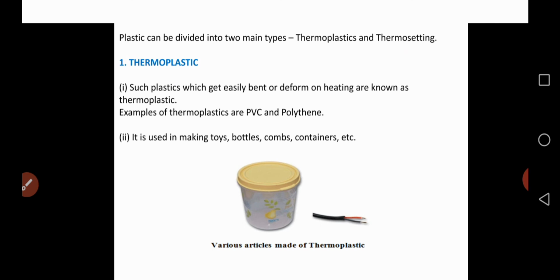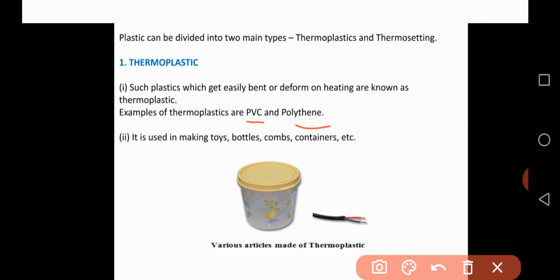When we heat the particular plastics, we can bend them and also turn them into many shapes. This type of plastic is commonly called thermoplastic. Examples of thermoplastics are PVC pipes and polythene. We use polythene in carry bags. On heating, we can bend this type of plastic. This type of plastic is commonly called thermoplastic.